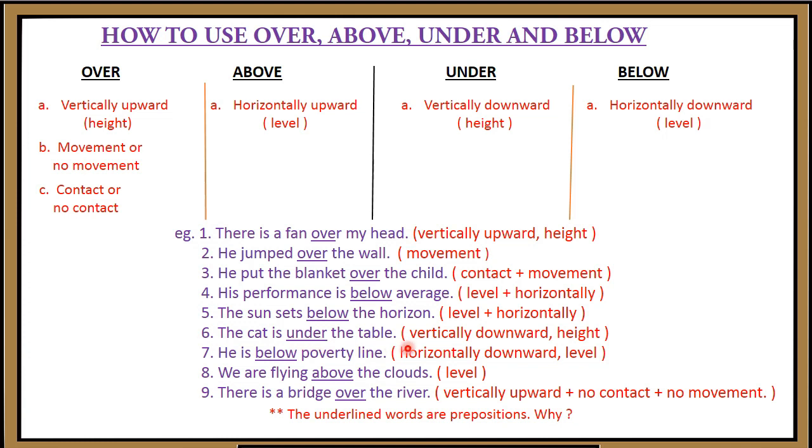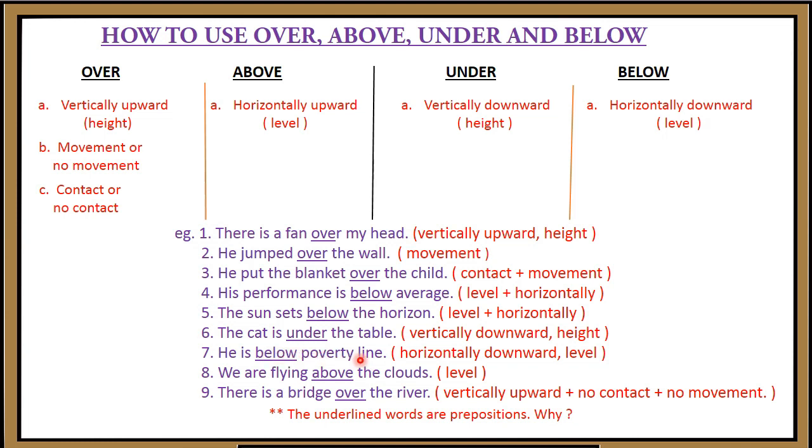The cat is under the table. That means it is vertically downward and following the height. There is no contact. Actually কি হচ্ছে, টেবিলের নিচে আছে তো ভার্টিক্যালি ডাউনওয়ার্ডে আছে, বাট there is no contact with the cat.